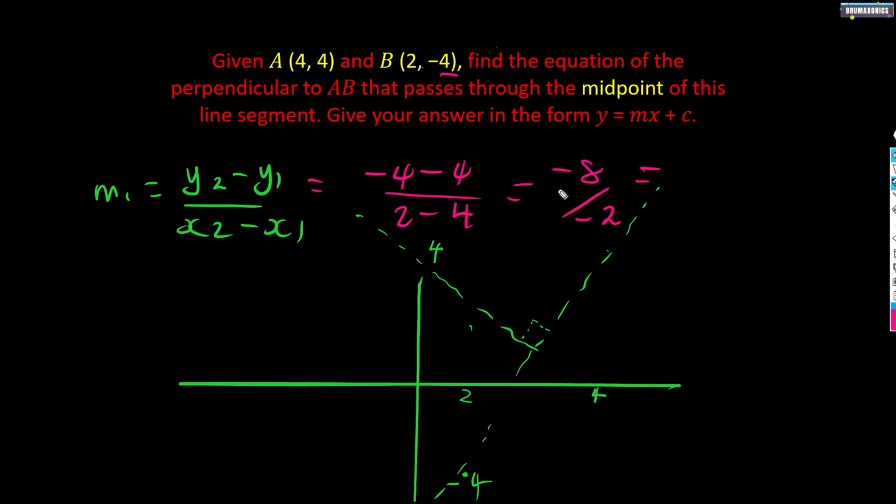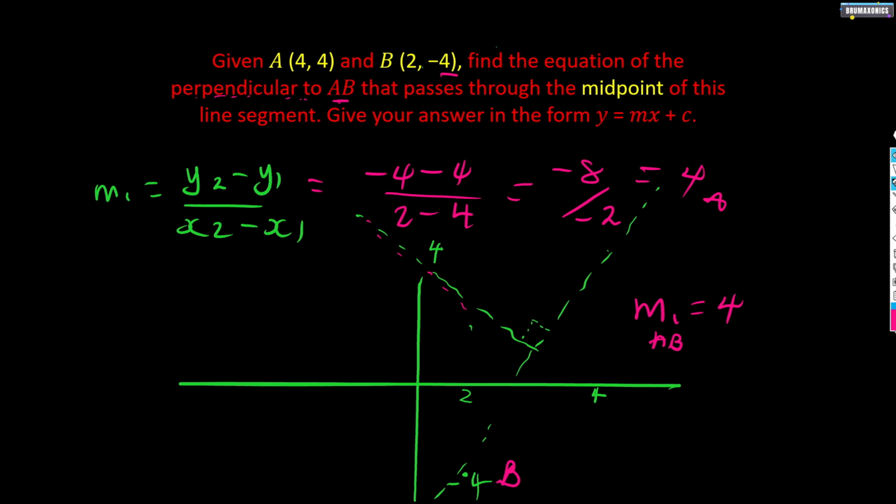And then this is equals to a positive. Remember, negative divided by negative will give us positive. So this one will give us a 4, right? So we are now looking for the equation that is perpendicular to AB, to A and also B, right? And we have the M1, which is equals to 4 for AB.